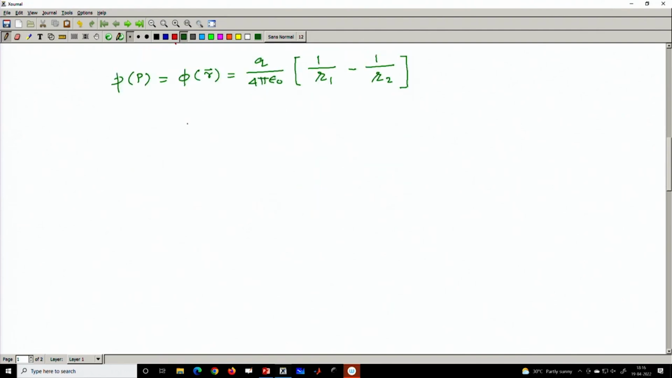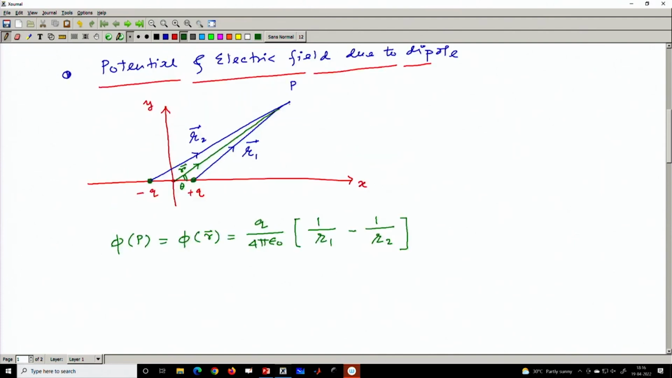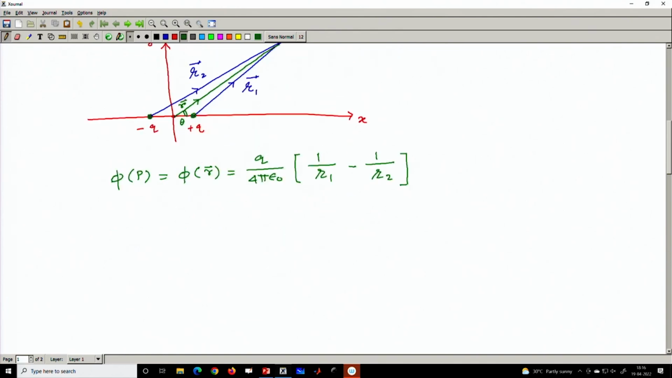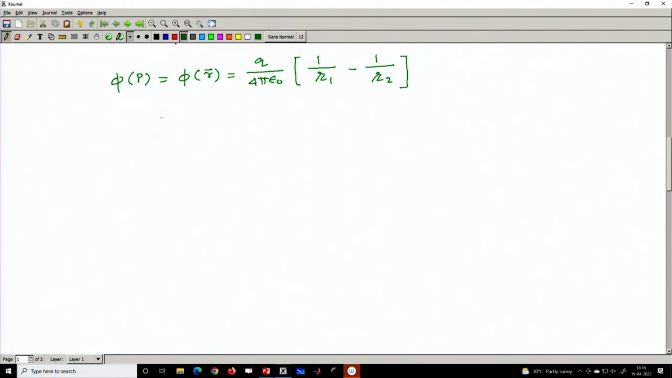Now, everything I like to write in terms of R, because here on the left hand side you can see this is a function of R. So, it is expected that whatever result we have should be in the form of R, because I measured the point where I like to find out the potential in this coordinate system, where R is measured from this origin. So, I can do that.